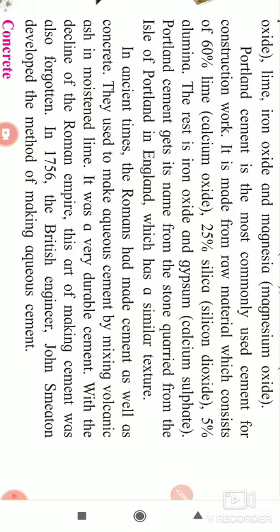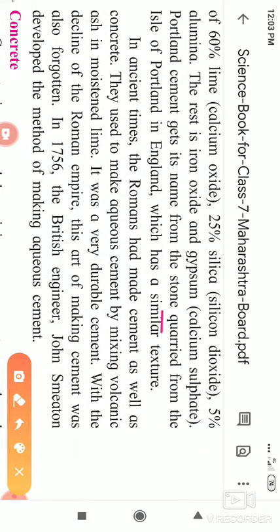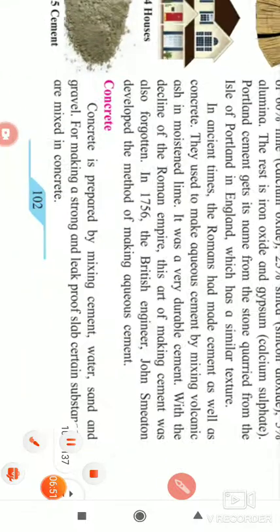Okay, and that Portland cement got its name from the stone quarried from the East of Portland in England. From there the cities got the name, and the cement has a texture similar to that stone, and that's why this cement got its name from this place.